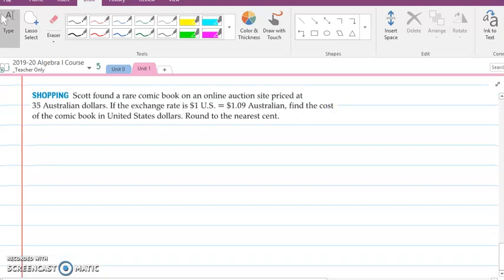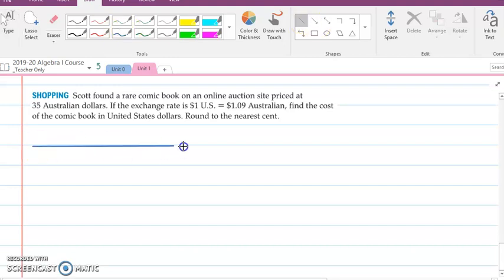Scott found a rare comic book on an online auction site priced at 35 Australian dollars. If the exchange rate is 1 US dollar equals 1.09 Australian dollars, find the cost of the comic book in United States dollars. Round to the nearest cent.